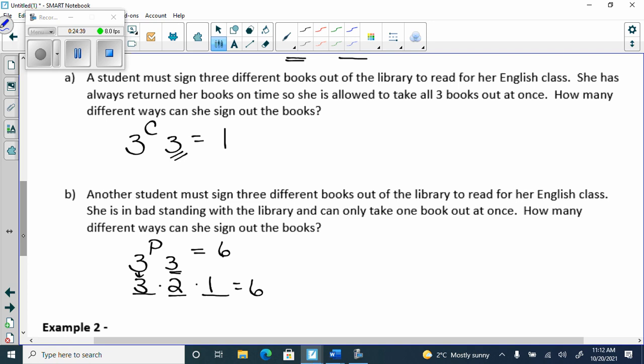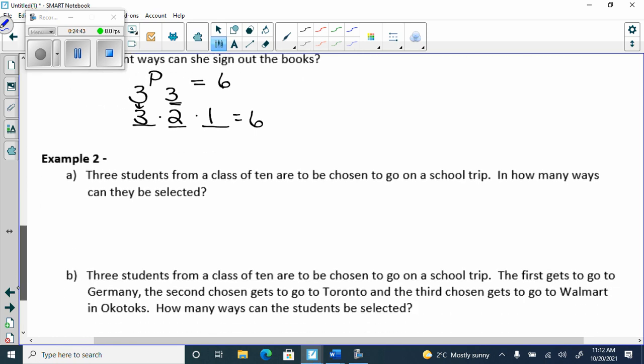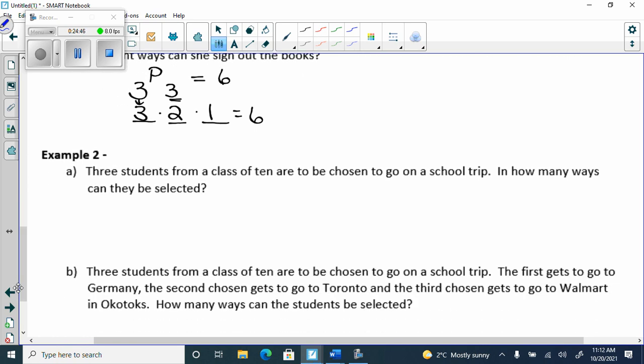Example 2. 3 students from a class of 10 are to be chosen to go on a school trip. In how many ways can they be selected? Those 3 going on the trip, is there anything different about them? You pick first, second, or third, does life change? Nope. So is it permutation or combination? It's a combination. When order doesn't matter, it's a combination.